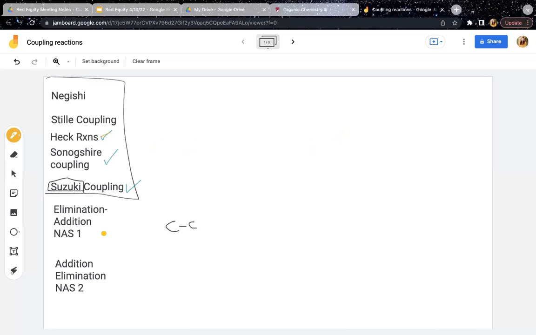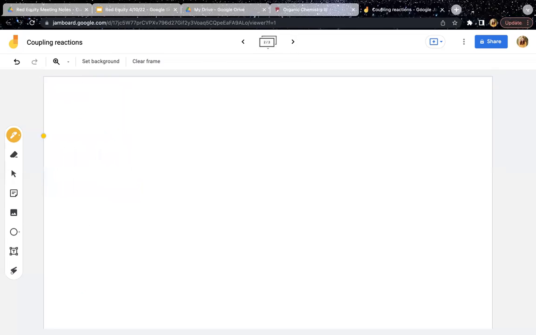Okay, so then for Stille coupling, it uses tin. So it uses Sn. So we'll go back over here. We'll use green. Why not? So for all of these reactions, you're starting with an aryl halide and then you're using a metal catalyst to form a new compound.